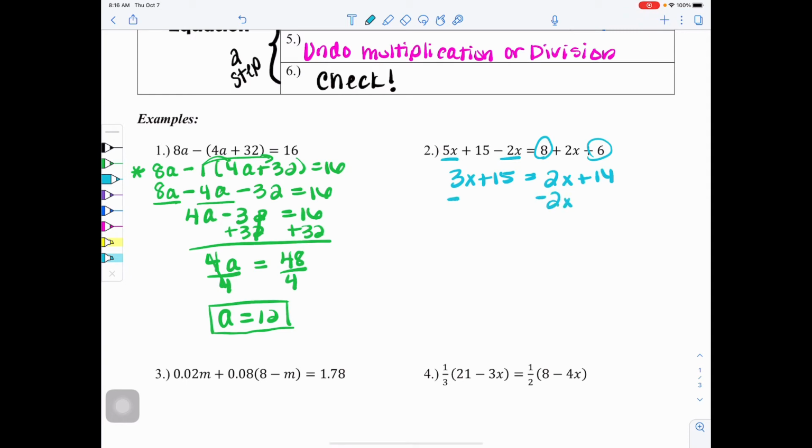I tend to pick the one that's smaller to avoid negatives. So I'm going to subtract 2x from both sides. On this side, I get x plus 15. Over here, the 2x cancels out, and I have 14. So then I go on to addition or subtraction. I'm going to get rid of that addition by subtracting, doing the inverse operation of adding 15. So I get x equals -1.